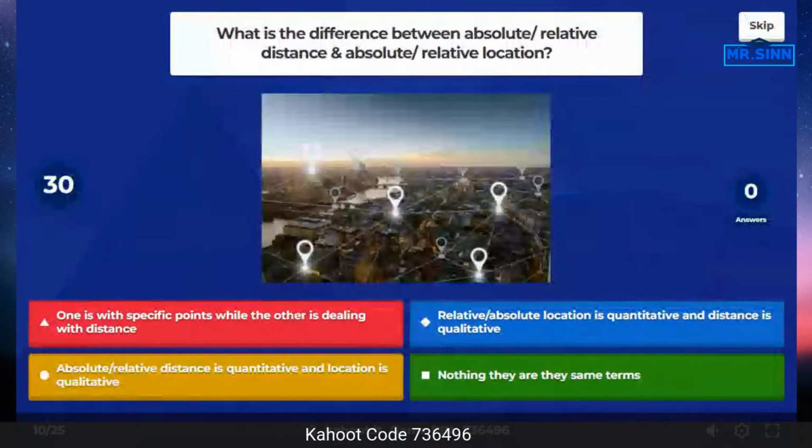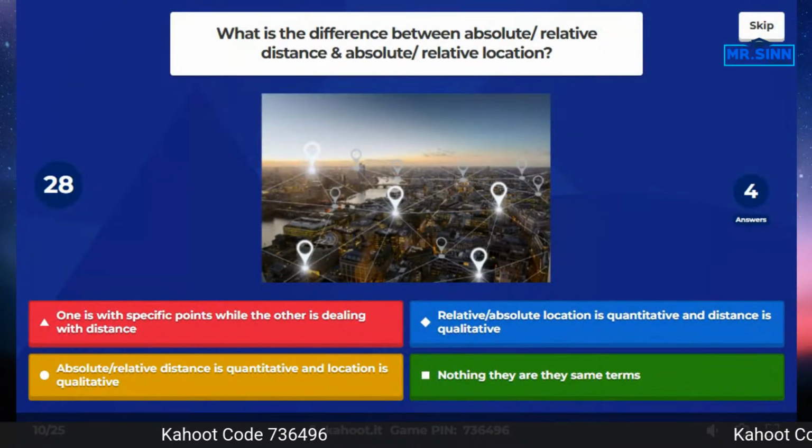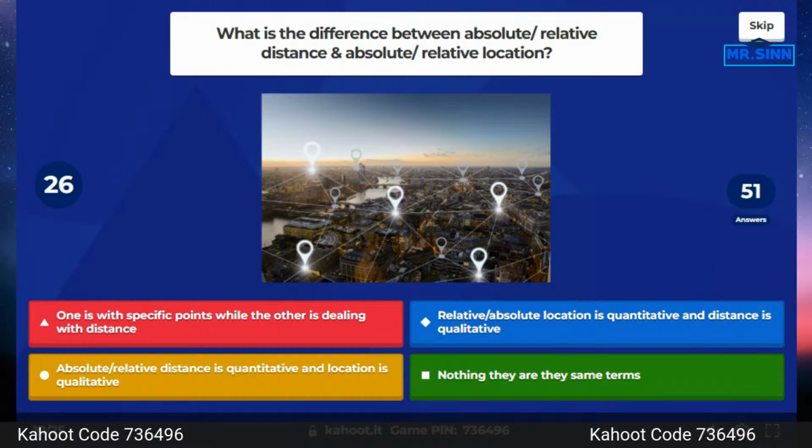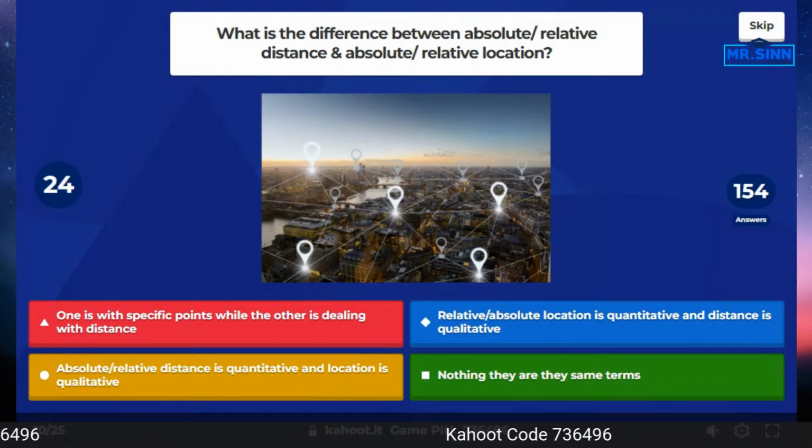All right, what is the difference between absolute or relative distance and absolute and relative location?